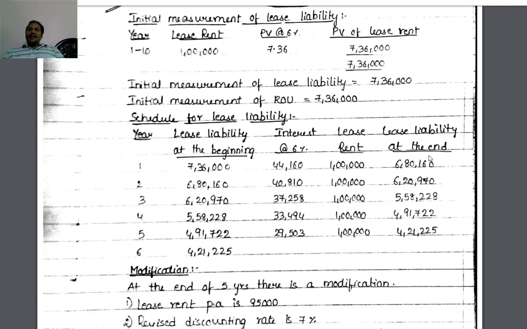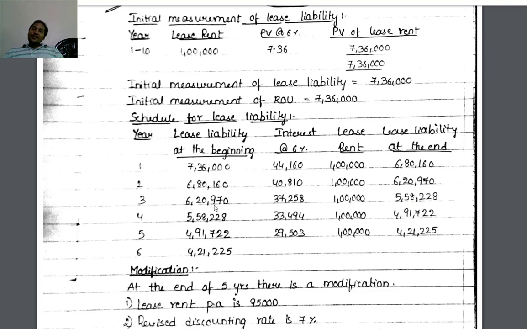Then lease liability at the end, 6,80,160. That is 7,36,000 plus 44,160 minus 1 lakh, 6,80,160. At the beginning of second year, 6,80,160 is the liability. Interest 6%, 40,810. Lease rent payment 1 lakh. Liability at the end 6,20,970. So 6,80,160 plus 40,810 minus 1 lakh, 6,20,970. Lease liability at the end of second year.